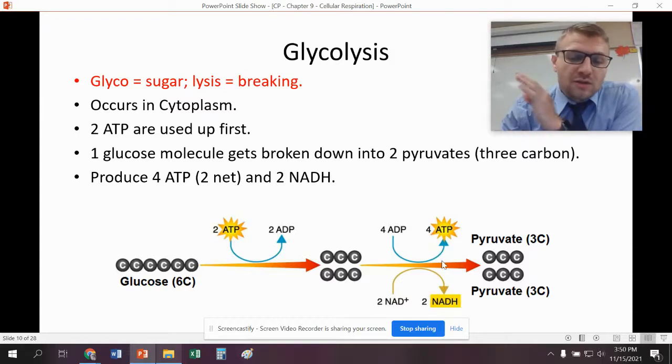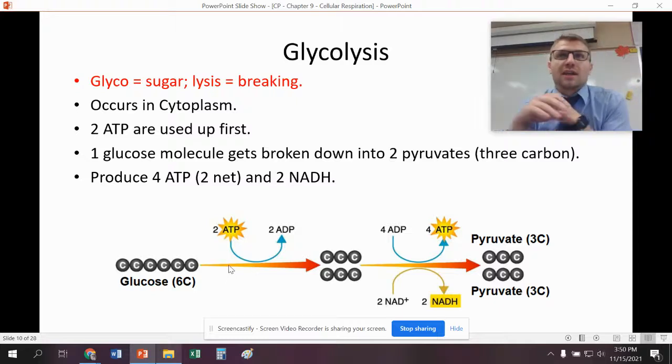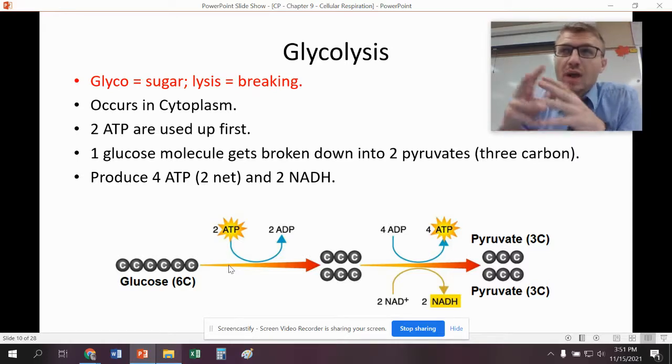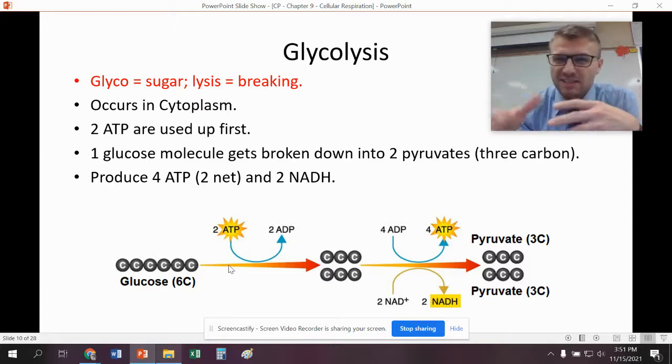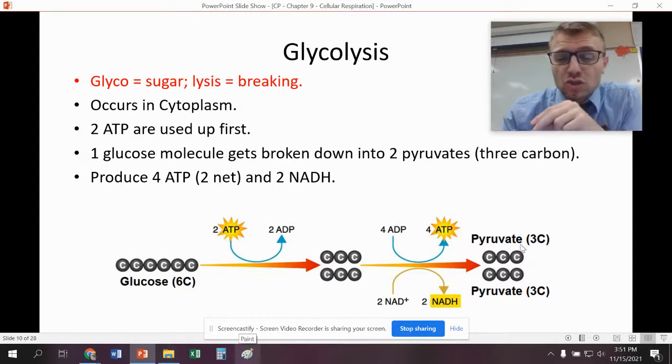Now, the confusing part about this is you do produce 4 ATP, but you only actually produce 2 net total ATP. The reason being is, remember, we already used 2 ATP. So this is an example. If you are starting a lemonade stand and you spend $100 creating that stand and you make $200 on the first day, you really only profited $100 because you already spent $100. You have to spend money to make money. It's kind of like a business. So at the end of glycolysis, we made 2 ATP, we made 2 NADHs, and we have 2 pyruvate molecules, each that have 3 carbons.